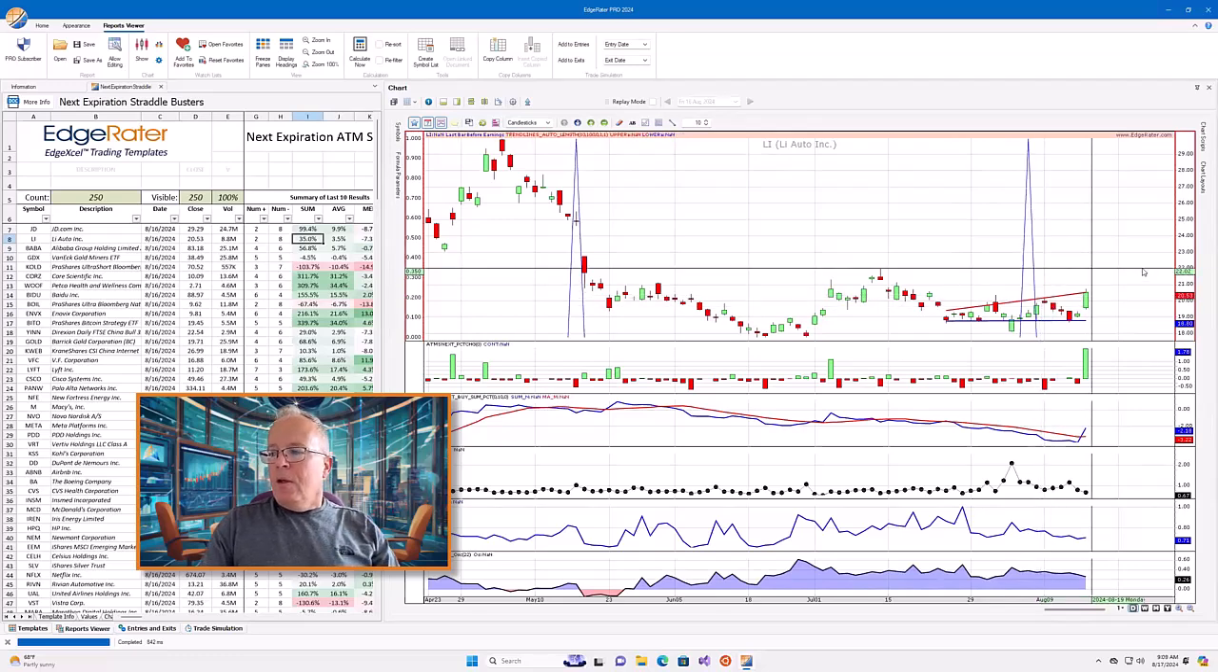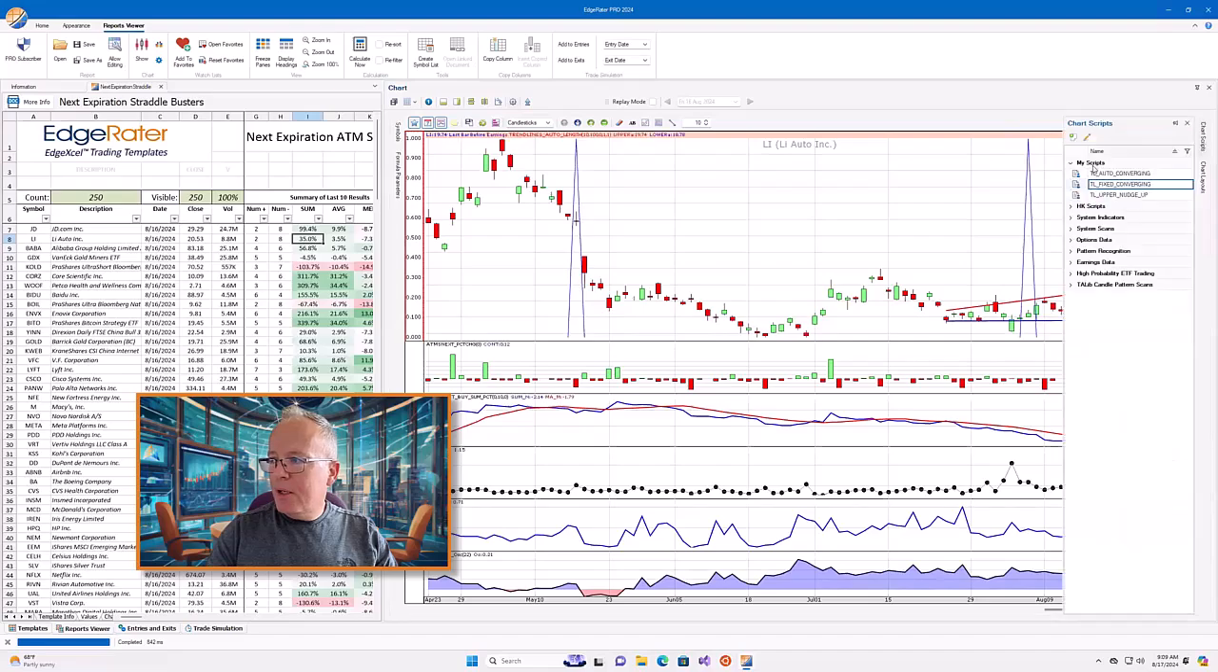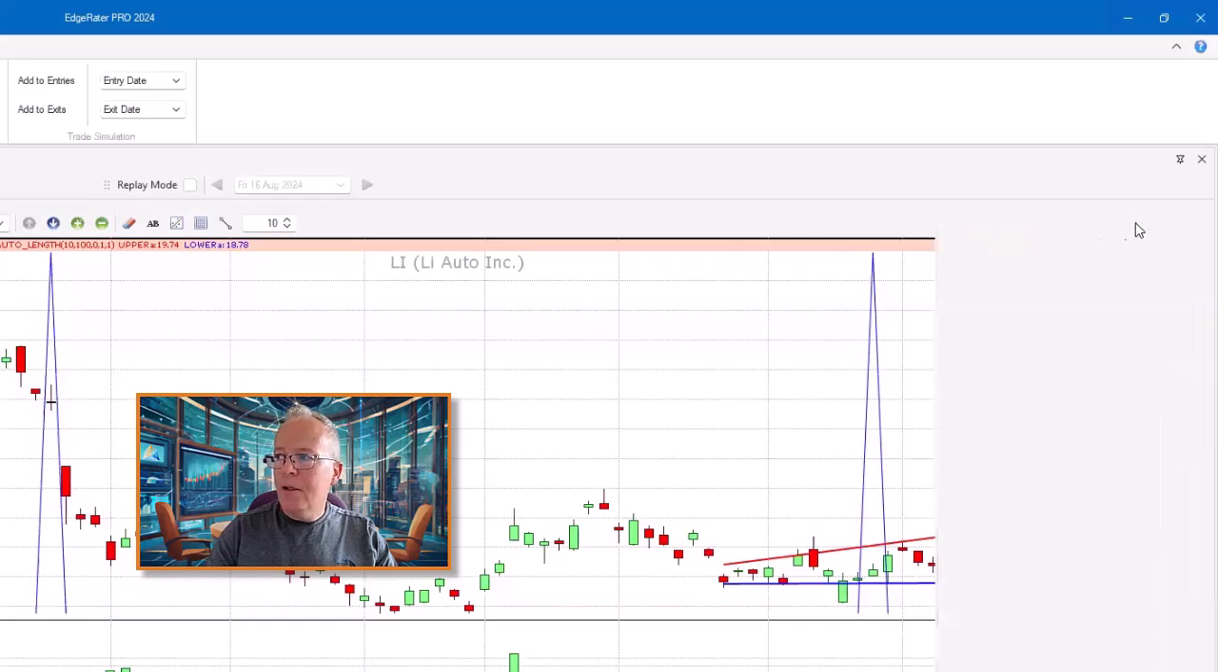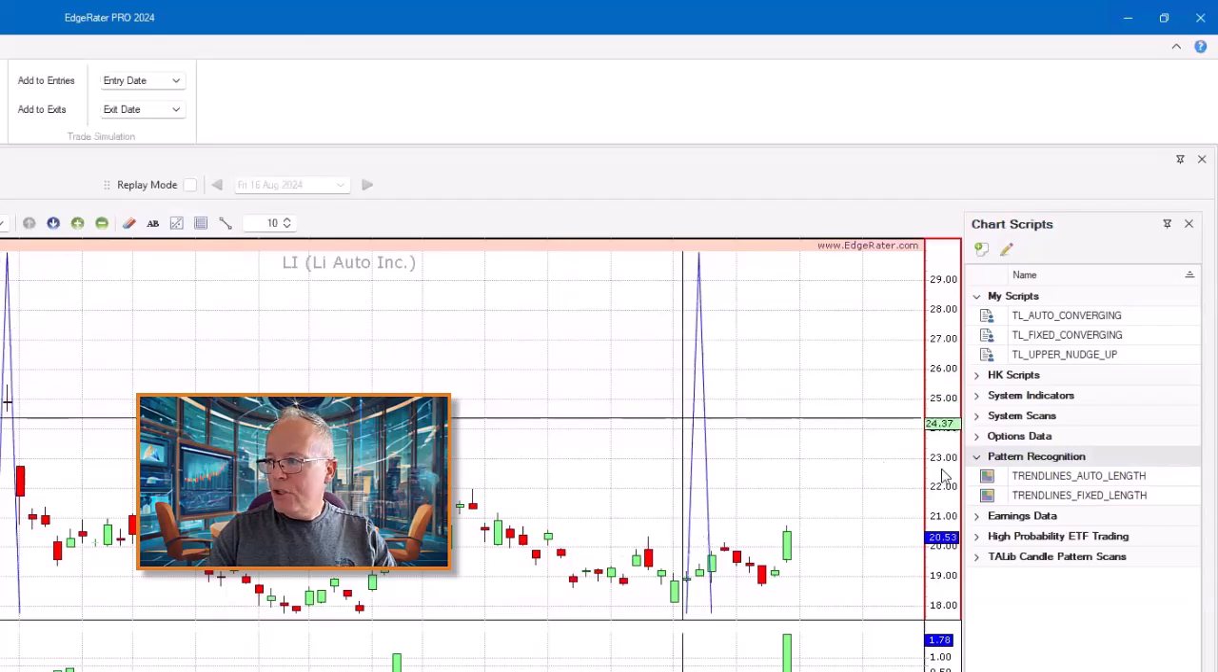So the two types of trend line we have are a fixed length line and an auto length line. So let me explain what they are. And you'll find trend lines if you look in the chart scripts, there's this new pattern recognition module. And in there we have the auto length and fixed length. So what I'll do is I'll remove the line from here, so we can just start fresh, and I'll drag on a fixed length trend line.